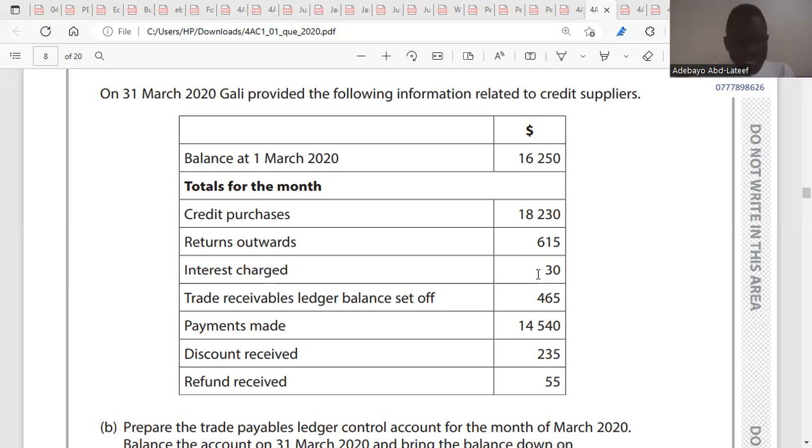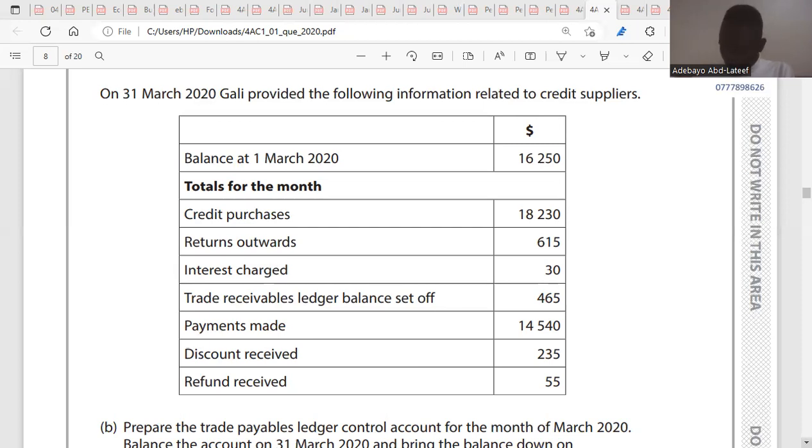Then the last thing on the credit side there is refund received. You received the refunds, so it's going to be cash or bank. Refund received. You won't write refund, you write cash or bank. Is it clear?